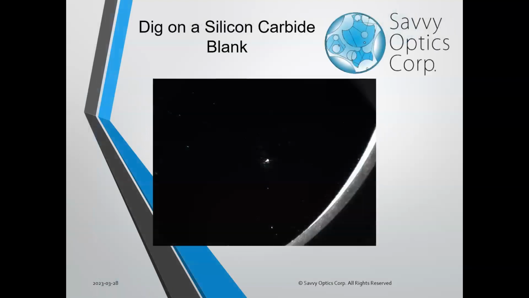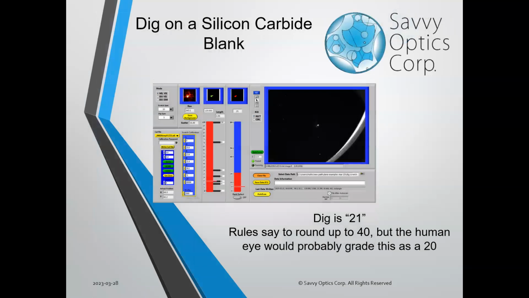Here's an example. This is just a simple dig on a silicon carbide blank. When we look at it with the Savvy Inspector, we determine that its grade is a 21. Savvy Inspector reports whatever the grade is as a number for apparent size in units of tens of microns. So this dig is about 210 microns wide. The rules in the ANSI method would say you have to round this up to a 40, but actually the human eye would probably grade that as a 20. It's so close to the number 20 that it would probably round it down instead. So that's an important decision rule that the inspector needs to make. When do you round up to the next grade?